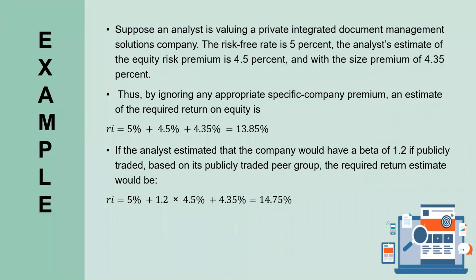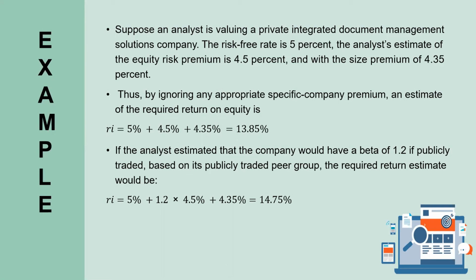As an example, suppose an analyst is valuing a private integrated document management solution company. The risk-free rate is 5%. The analyst's estimate of the equity risk premium is 4.5%, with a size premium of 4.35%. Thus, by ignoring any appropriate specific company premium, the estimate of the required return on equity, Ri, will be 5% plus 4.5% plus 4.35%, which is equal to 13.85%.